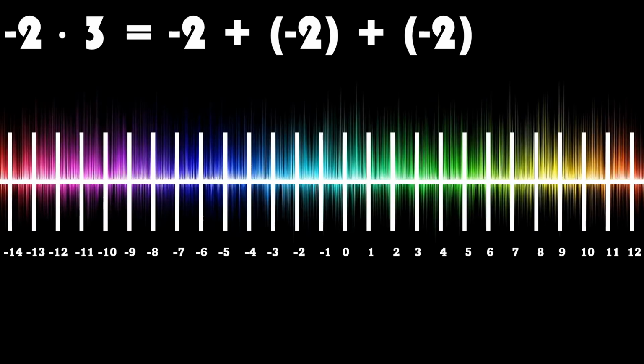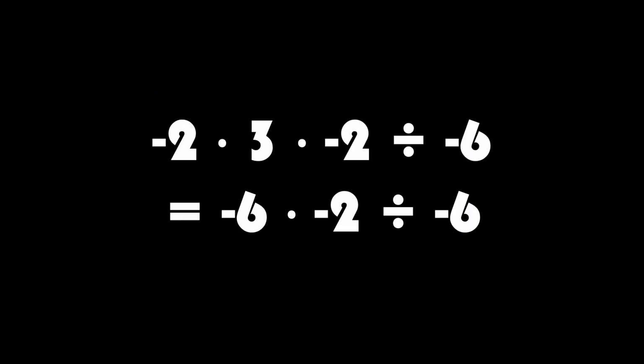Let's solve this with a number line first. We can consider this one piece at a time. Let's first look at negative 2 times 3. This means that we add 3 negative 2's together, and this takes us down to negative 6. Now we need to consider negative 6 times negative 2.